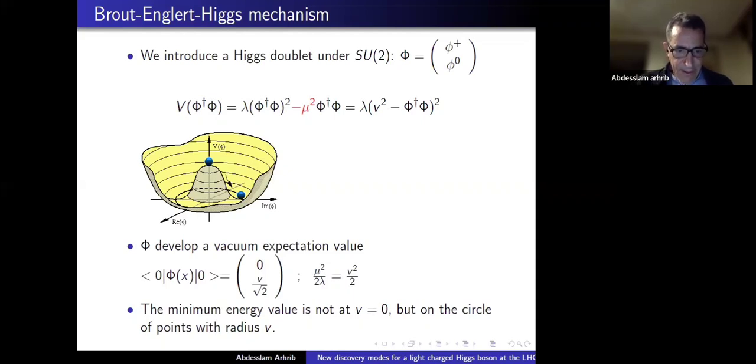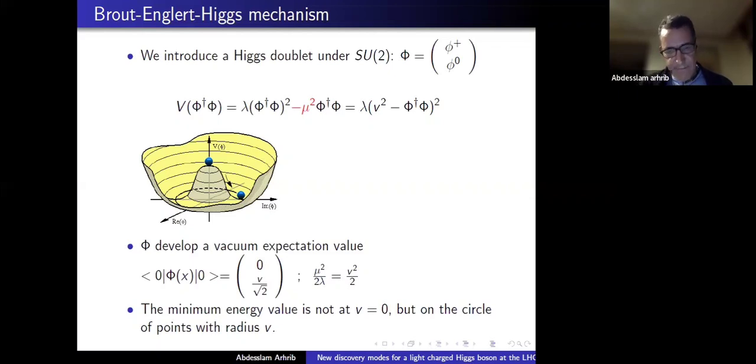Okay, so the scalar field develops a vacuum expectation value. It is the neutral component which acquires this vacuum expectation value, in order not to break the charge. So the minimum of this potential, the minimum energy value, is not at V equals 0, but on this circle that you can see here. And all those points on the circle satisfy this relation here. But we say that we have breaking of the symmetry when the Higgs field selects one particular direction on this circle.